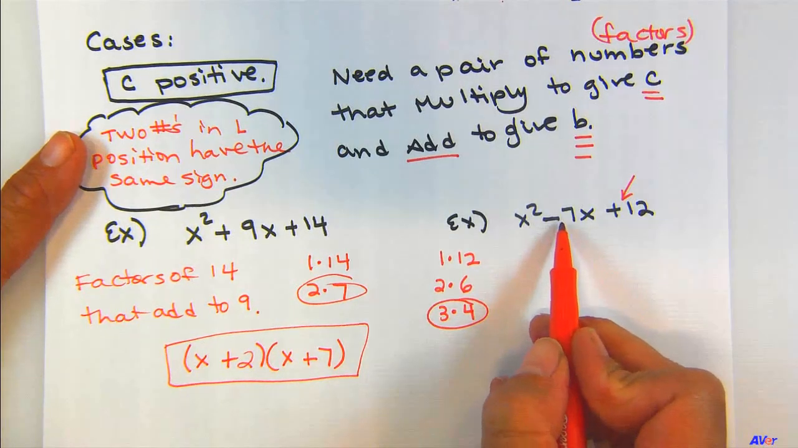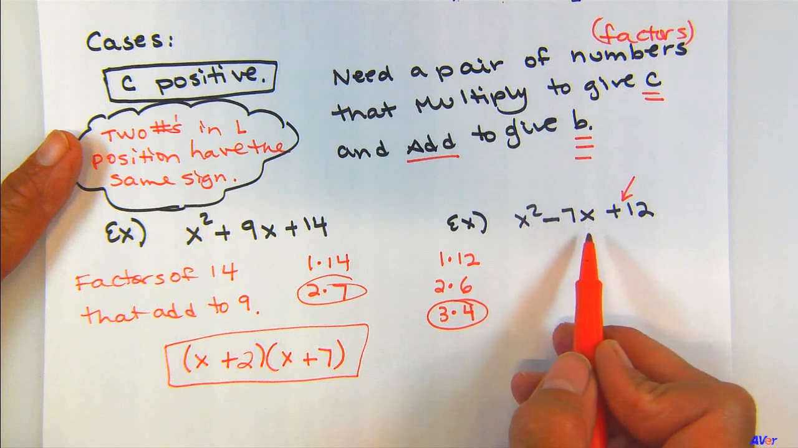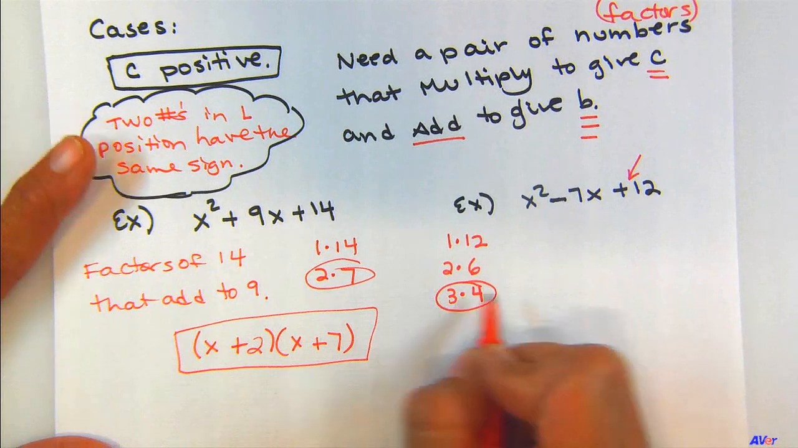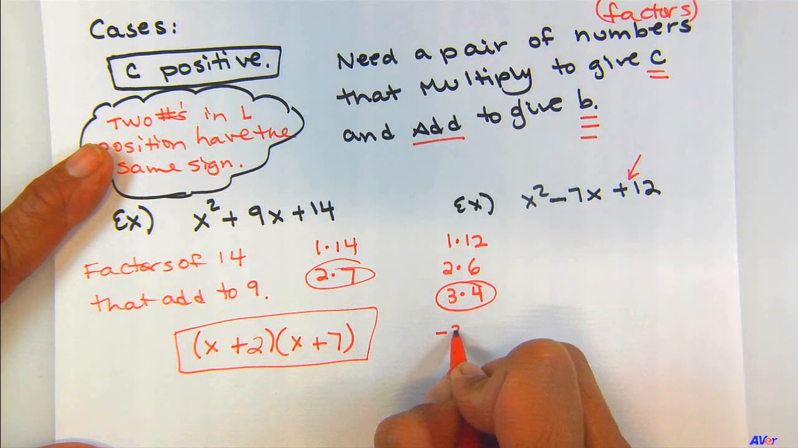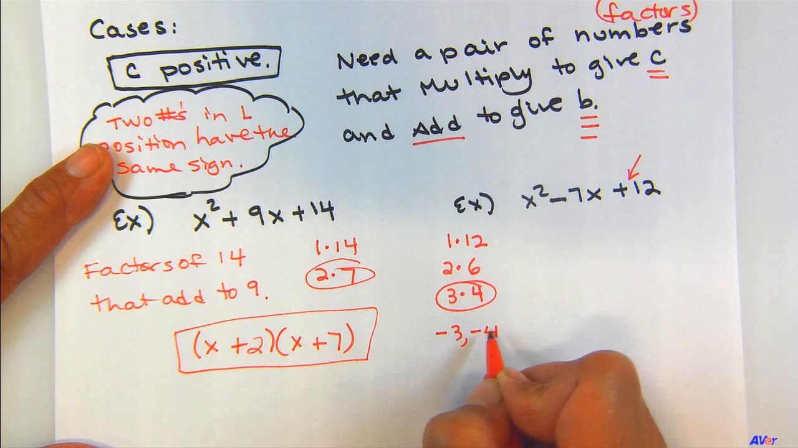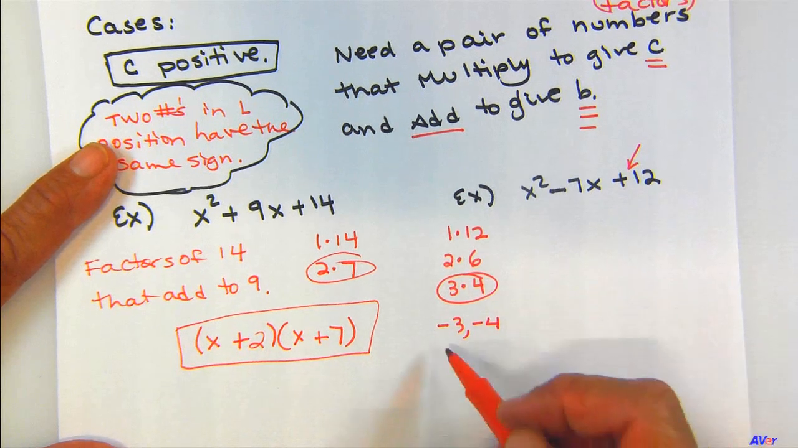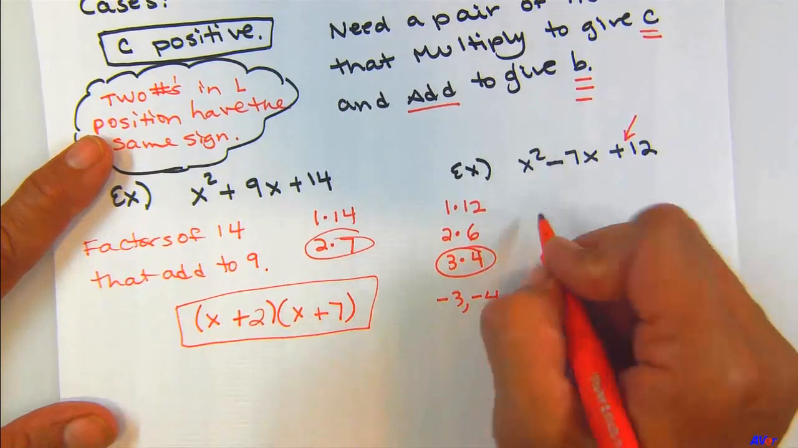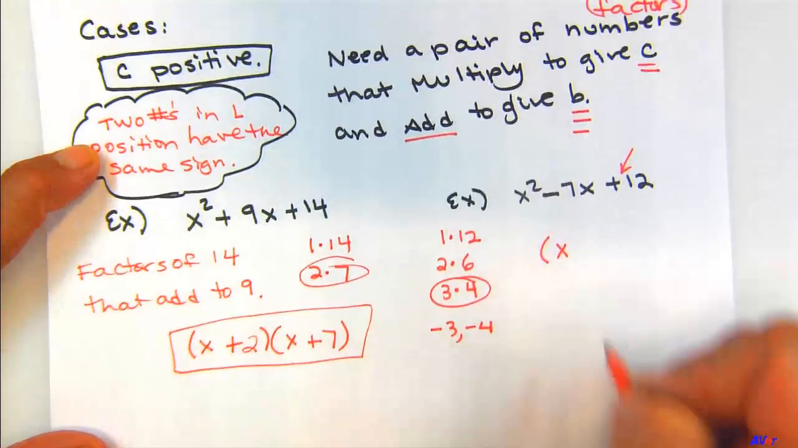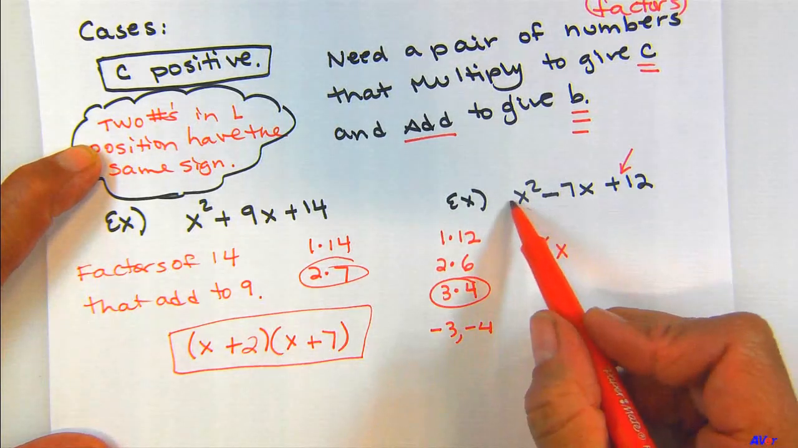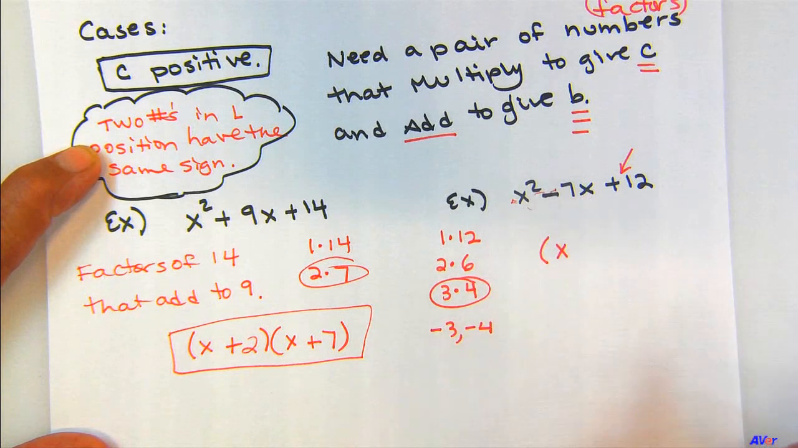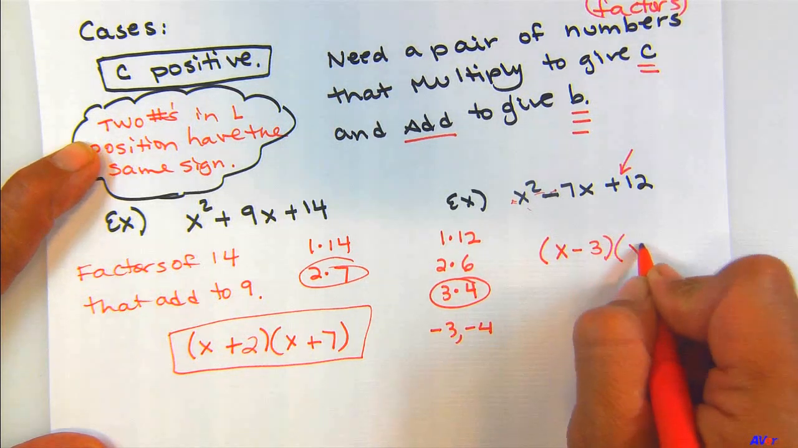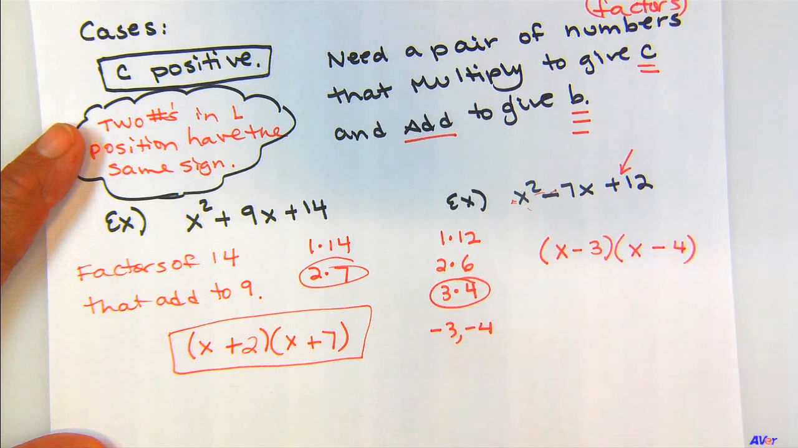Now, since the 7x is negative, it's a negative 7x, you could have thought, and some students are very successful with that, "Hey, why don't I just write the pair of factors as negative 3 comma negative 4?" These two multiply to give positive 12, and they add to give negative 7. Perfectly fine. Absolutely great. I happen to just get that they both have the same sign, and this is the sign that they have, the sign of the b. So x minus 3 times x minus 4.